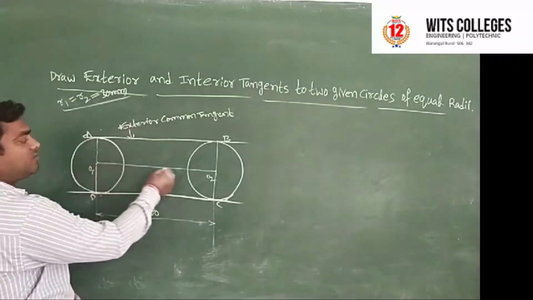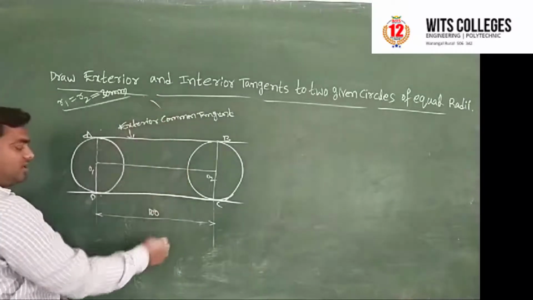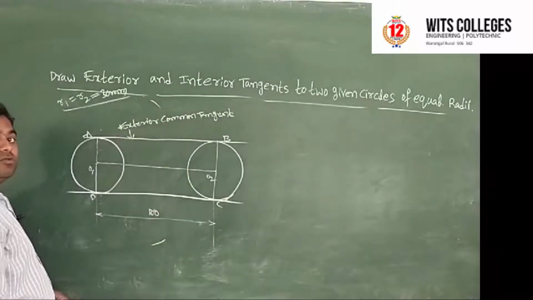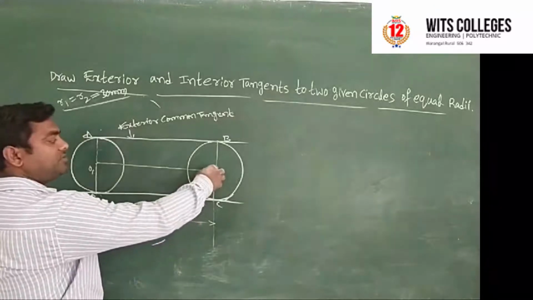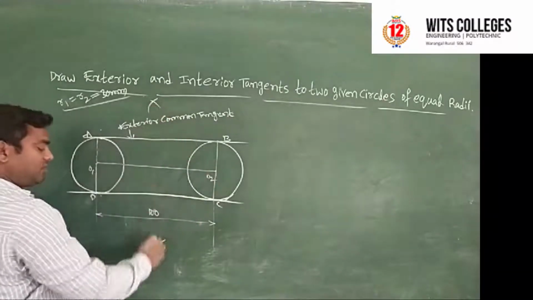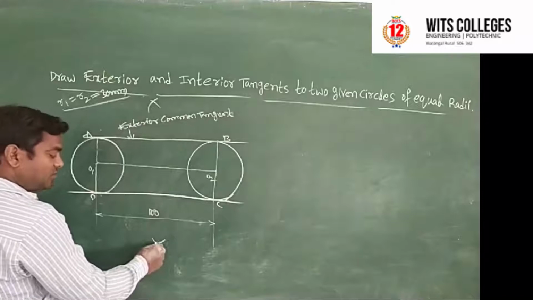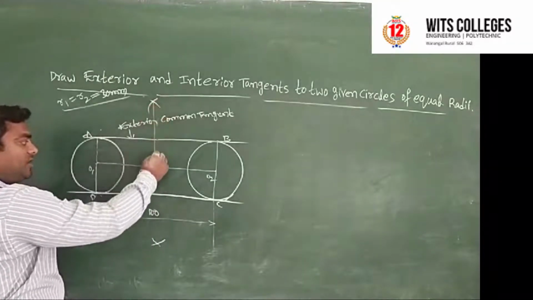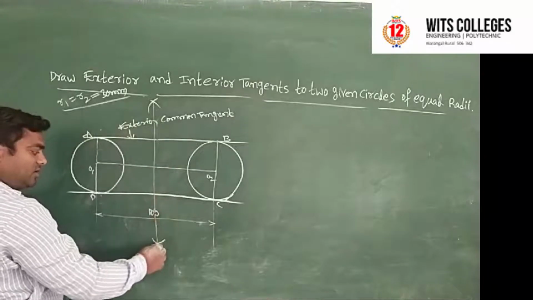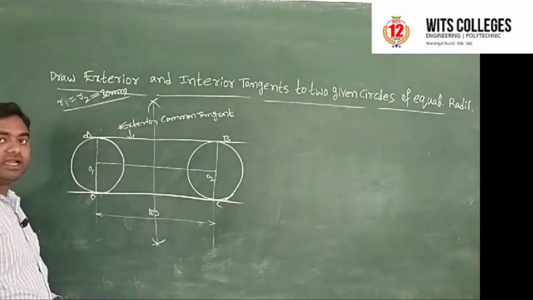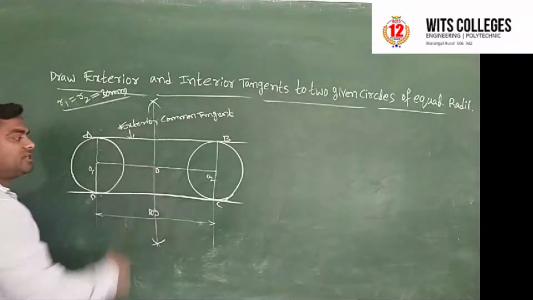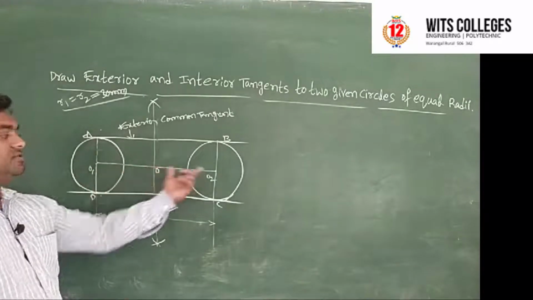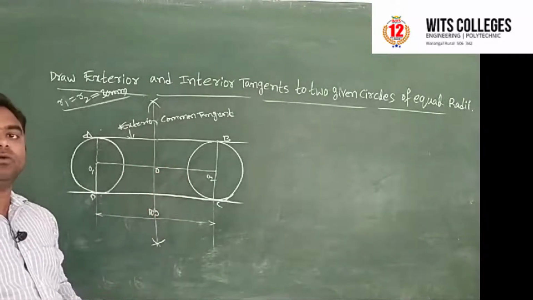To bisect, take more than half of the length as radius, draw an arc above the line and below the line, and with the same radius and O2 as center, draw an arc above the line and below the line. So obviously you are going to get 2 points. If you join these two, then you are going to get the bisection line like this, and it is going to intersect the center line at point O.